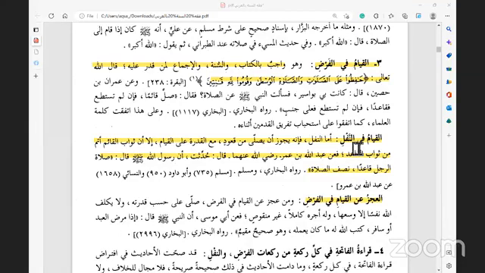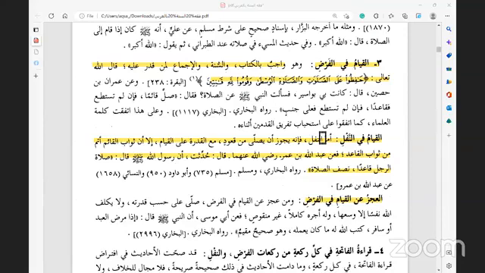So in any prayer other than the 5 prayers, even if you didn't have an excuse, you can pray sitting down. But here's the catch. If you pray sitting down without an excuse, you will get half the reward.